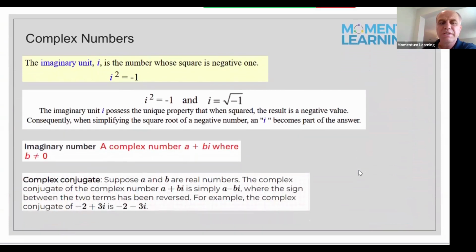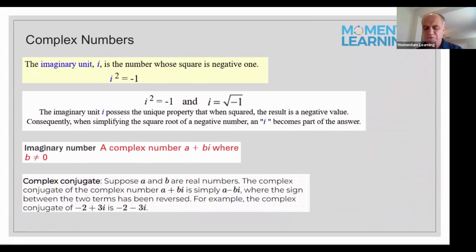Okay, let's start with the complex numbers. Guys, you can ask me any question. Also, you can use chat.